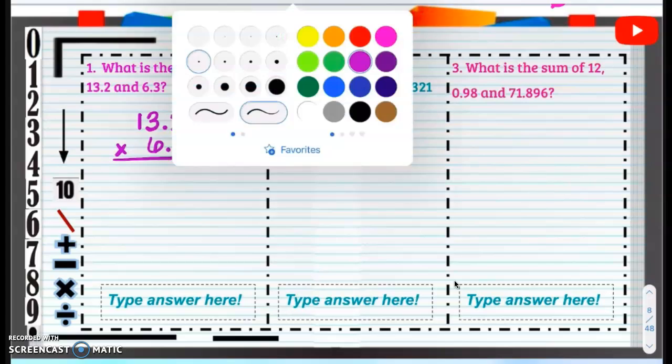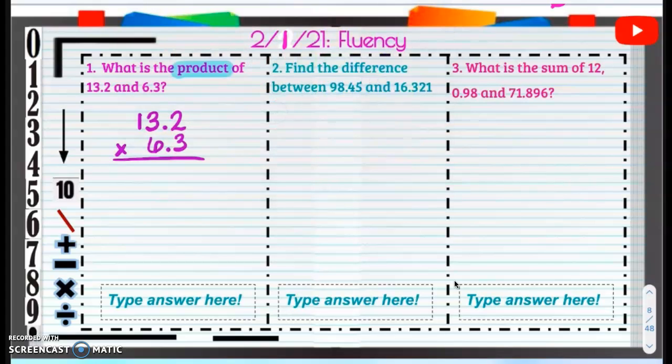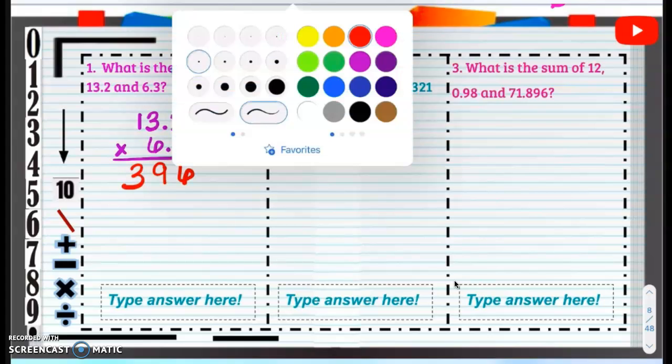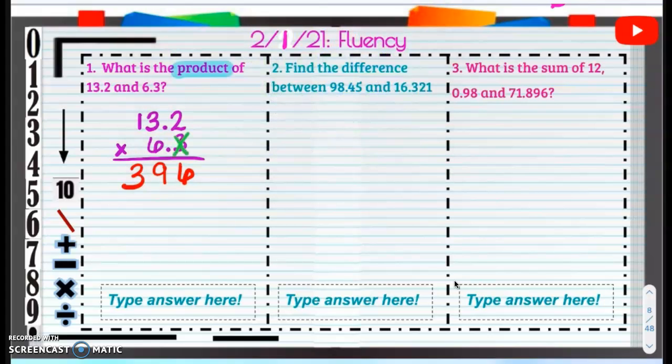All right, in this case, they do line up. Okay, so 3 times 2 is going to be 6. 3 times 3 is 9. 3 times 1 is 3. Done with that 3. Put that placeholder of 0. Now let's move on to 6.